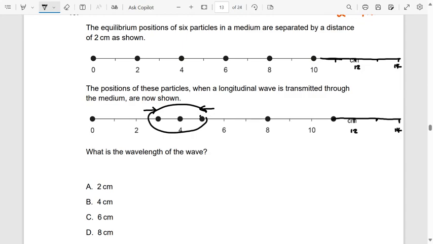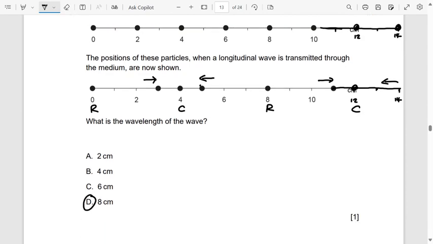And we know that the wavelength is the distance from one rarefaction to another, or one compression to another. So we've identified a compression here. 8 hasn't moved. 10 has moved here. 12, if it was on there, would be the same. And 14, if it was on there, would also show a compression. So the idea is that you can see that's rarefaction, compression, rarefaction, compression. So it's from rarefaction to rarefaction, so it's D, 8 centimeters.